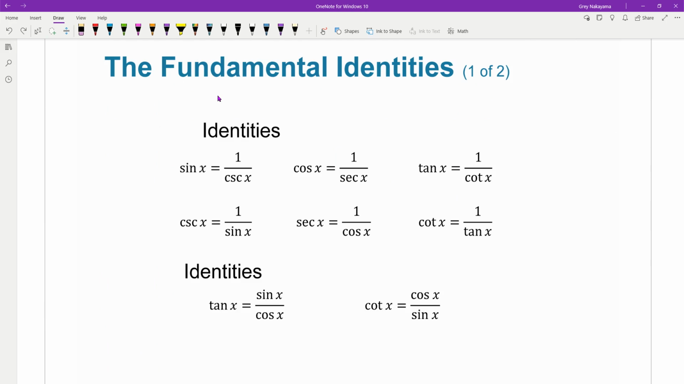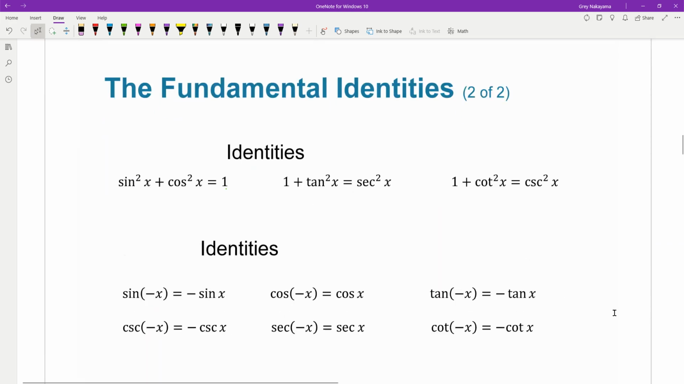The first group of identities you should be familiar with is the reciprocal identities. You know that sine and cosecant are reciprocals, cosine and secant, tangent and cotangent. What you want to remember is that a number times its reciprocal is always equal to 1. So any two reciprocals multiplied together is going to give you 1. The next group we have is the quotient identities. You already know tangent is sine over cosine, cotangent is cosine over sine.